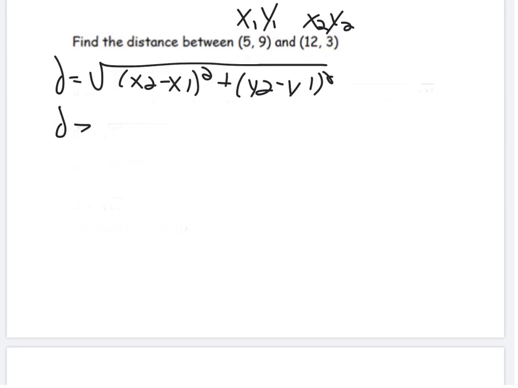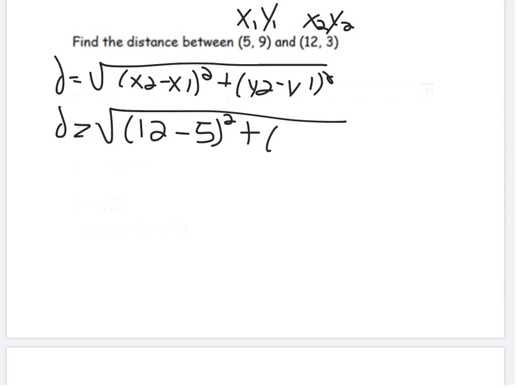Then I can go ahead and substitute in my distance formula. So x2 we labeled as 12 minus x1, which is 5, squared, plus y2, which is 3, minus y1, which is 9, squared. So now, if we're looking at this, the square root should be the very, very last thing that you do. So with that being in mind, I'm keeping it. Then I have the order of operations to follow.